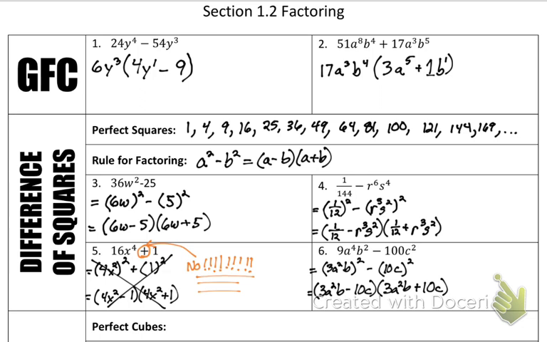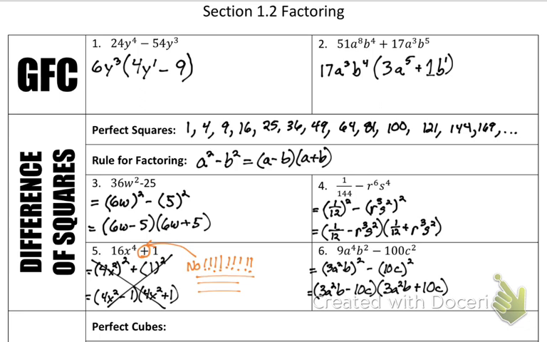All right, for my a term, I got 3a squared b squared. Does that look right? Good so far? Okay. And then for my b, I got 10c, all that squared. And then we just go ahead and plug it in. So I'll have 3a squared b minus 10c, 3a squared b plus 10c. Doable? Yep.